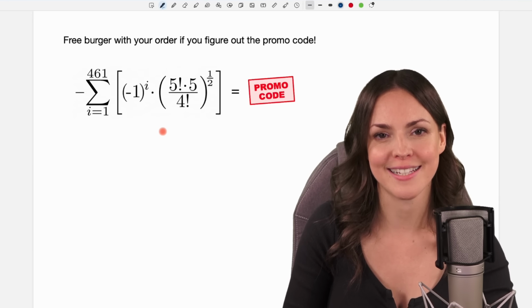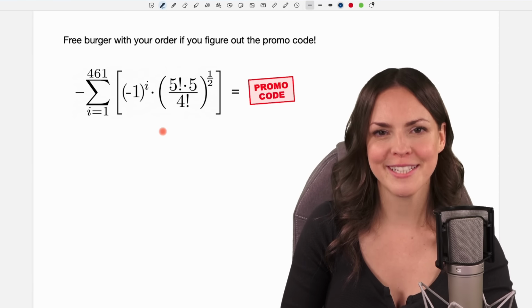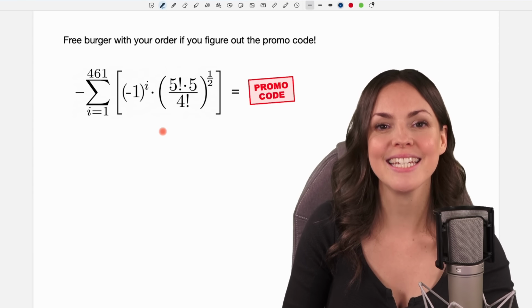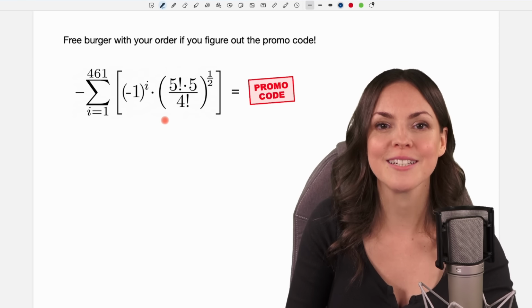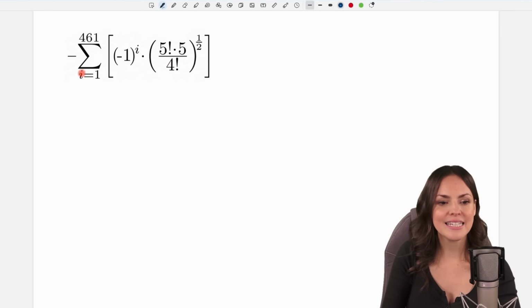of an advertising campaign of a fast food chain. I really looked it up, and in 2020 they posted this problem here on Twitter. You get a free burger with your order if you figure out the promo code. And this beautiful thing here is going to be our promo code. So let's take it and let's see what we can do with it.